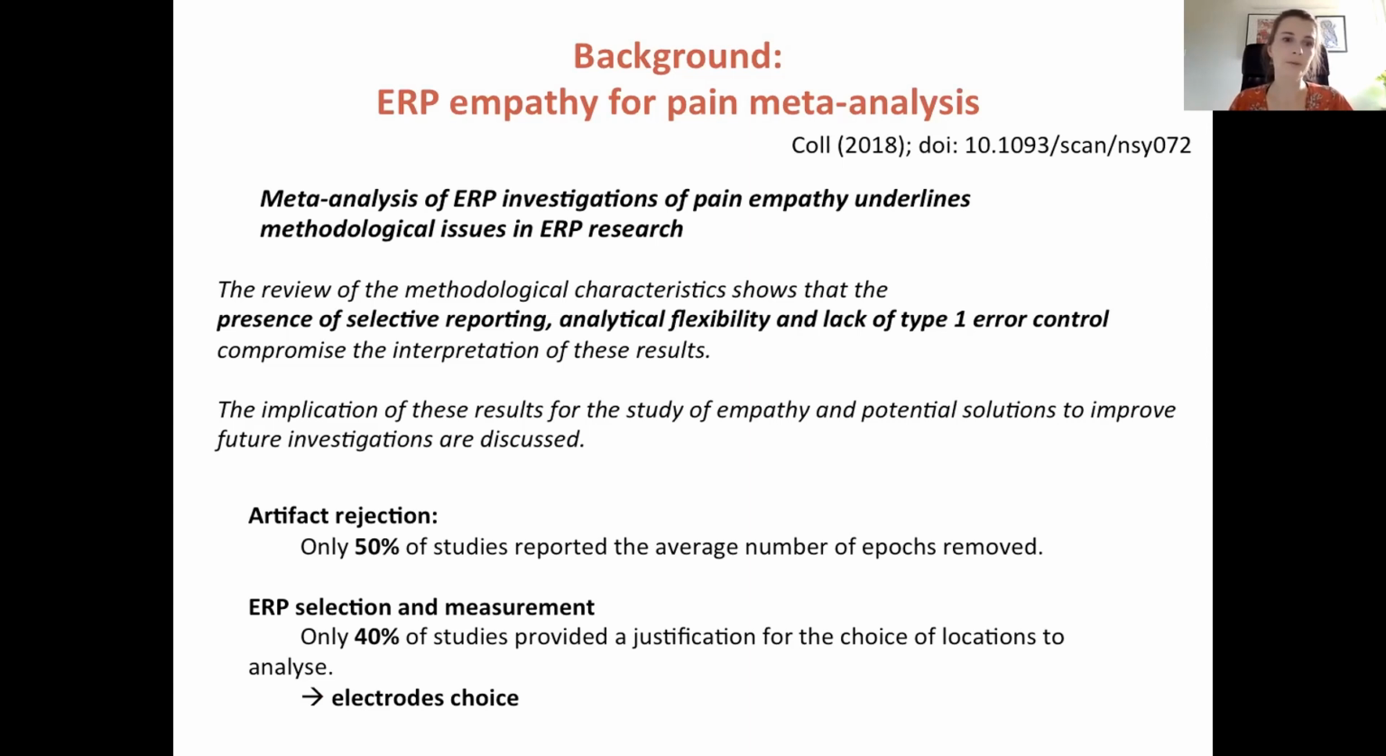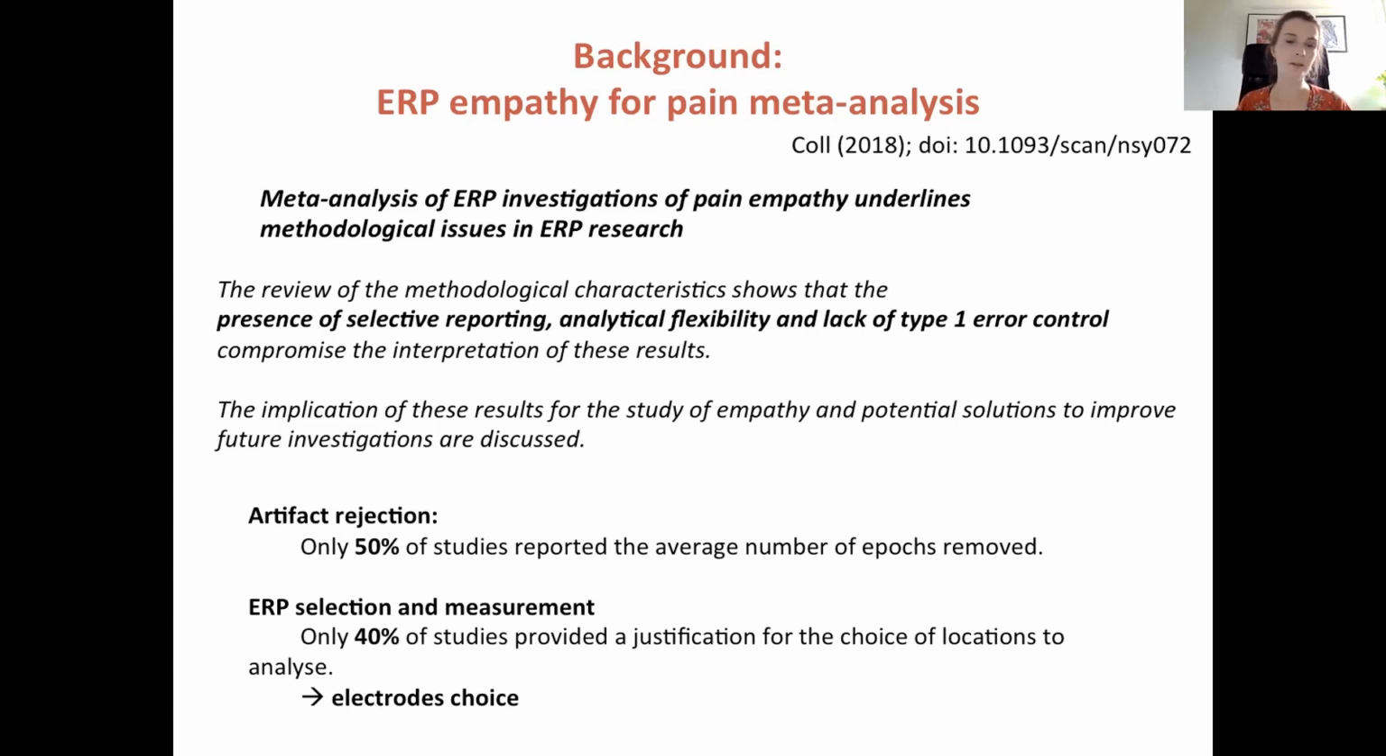So one of the problems that was highlighted in this meta-analysis was that only about 50% of studies on the topic reported the average number of the epochs that were removed, so the number of the trials that were removed, which is not great. So you should always report how many. If you reject any trials, you should say how many you rejected. And also the key thing about the EEG or ERP studies is that you should be able to justify localizations of the electrodes. And this was done only by 40% of the studies. And with this knowledge, I knew what I should do better.